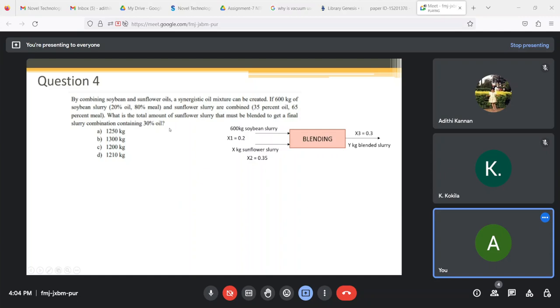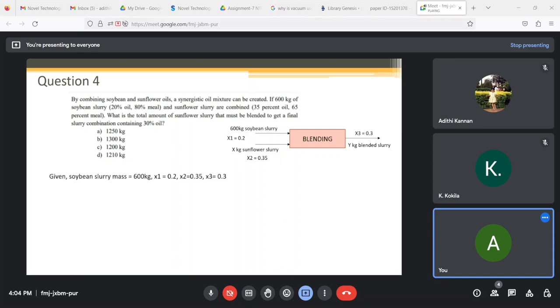It is already given that it's a combined oil mixture, so you have only one outlet stream coming out. We do not know the amount of slurry that is coming out, so let that be y kgs, but we know the amount of oil coming out, that is 30%. So x3 is 0.3. Hope this is clear. There are two inlet streams, one is soybean, the other is sunflower, and there is one outlet stream because both of those oils are blended together. So all these will have simple mass balance equations.